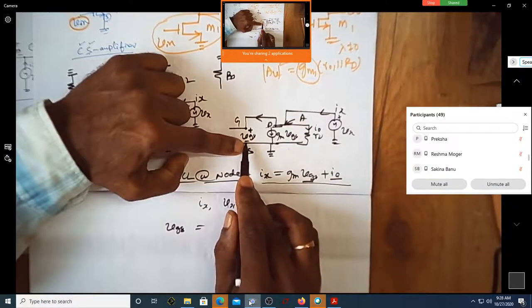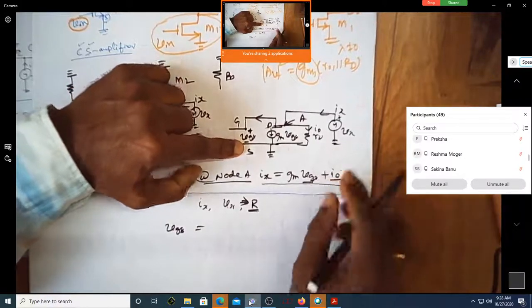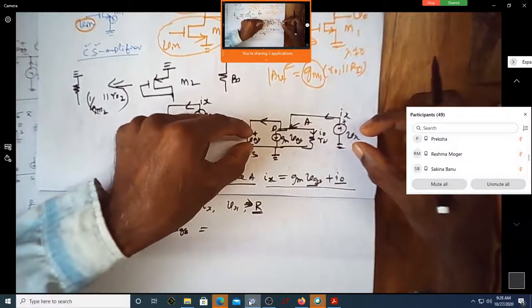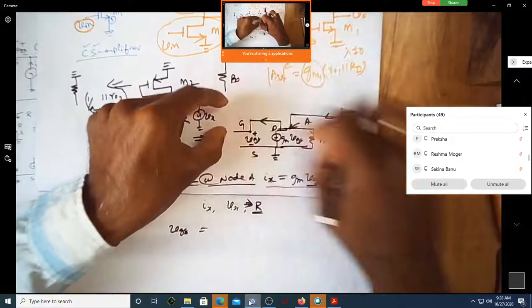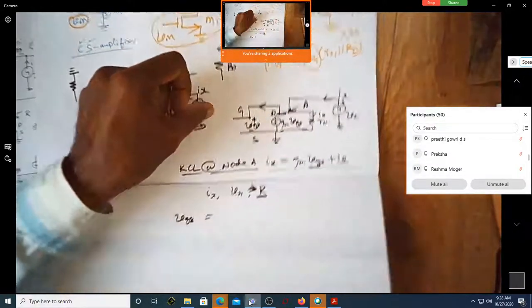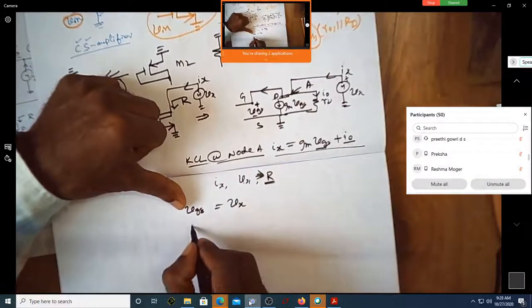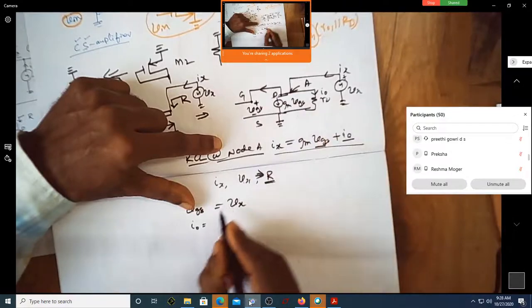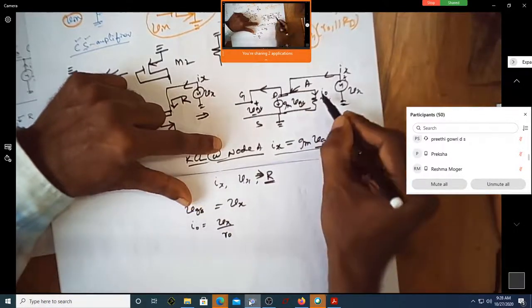Is it the same as ground of this? Now, even though it looks like this, shall I say VGS is equal to Vx? Are they actually parallel? Even though it goes like this, bumping and all those things, it is Vx. What is I naught now? Is it Vx by R naught?